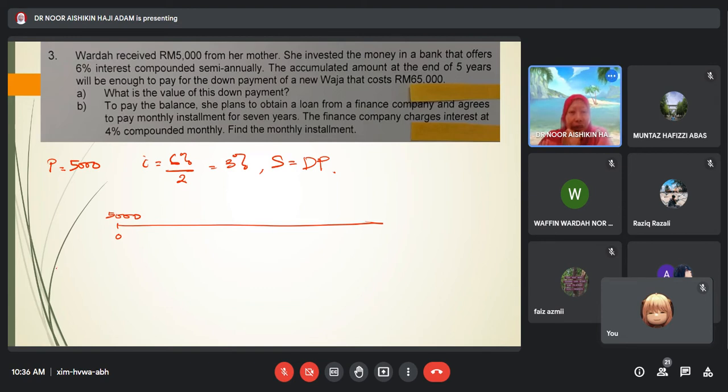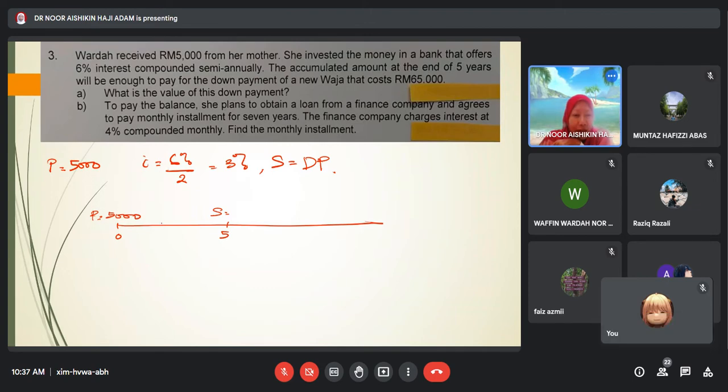Okay, 5,000 ringgit. Lepas tu, dibiarkan duduk dalam account tu for 5 years. Tak berusik. Dan sebab tak ada monthly installment throughout the 5-year period, so that becomes P, principal of the investment. So maknanya you boleh cari S kat sini after 5 years. Berapa duit yang terkumpul?